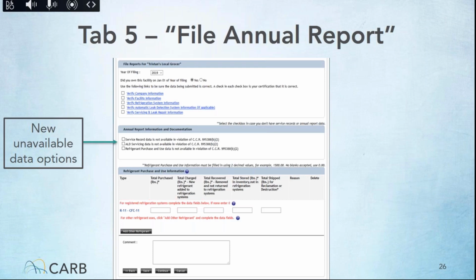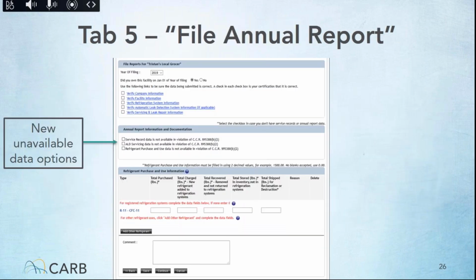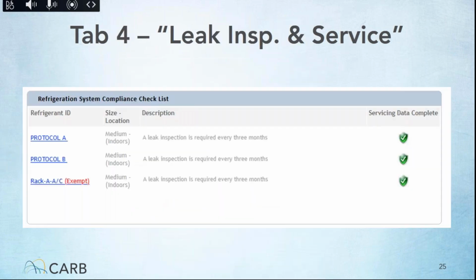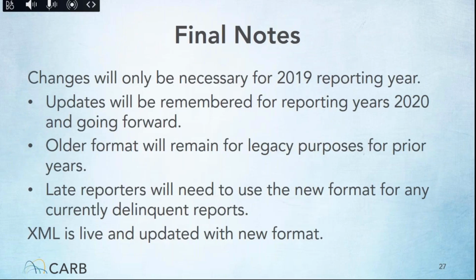One thing to note that without the green checkboxes on tab 4, you won't be able to file your annual report unless you check one of these boxes. And if you do have the all green to go from tab 4, you won't have these boxes available to check. And then some final notes just before we open it up for questions is these changes will only be necessary for this reporting year, 2019.